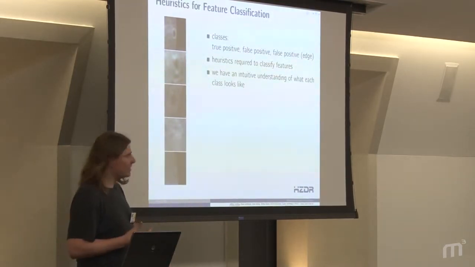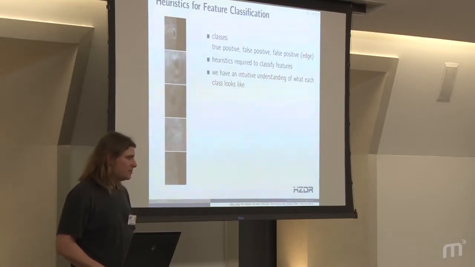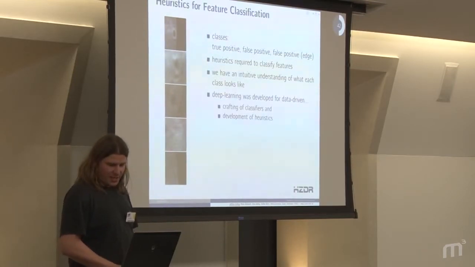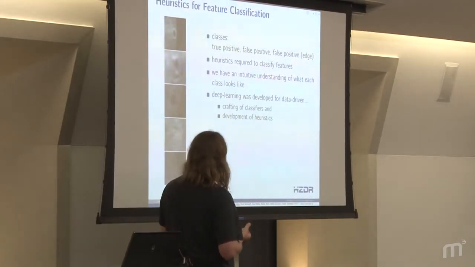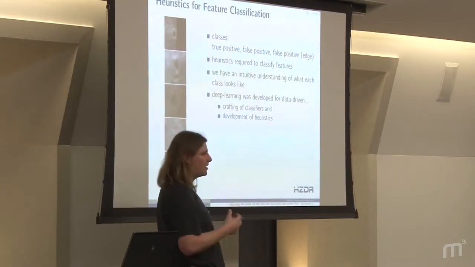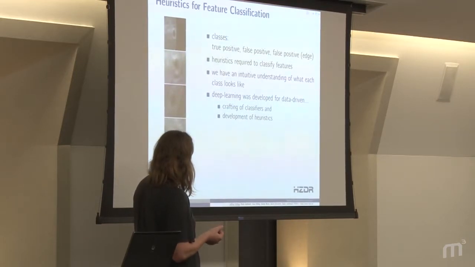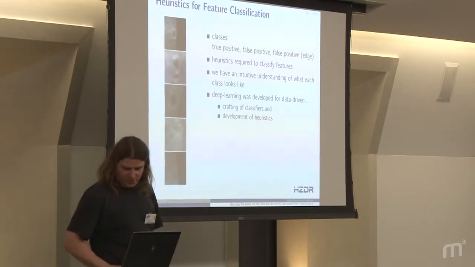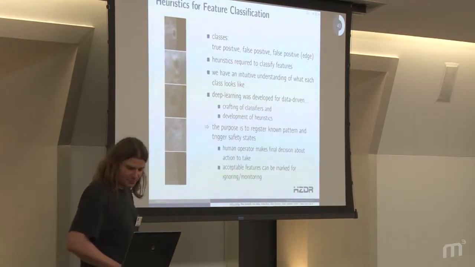And we have an intuitive understanding of what these look like. Basically, we want to transfer this intuitive understanding, which we use for labeling these images, to the computer, which is basically what data-driven deep learning is. And deep learning was really developed for crafting classifiers. You could handcraft them, or you could use the neural network to craft these classifiers for you based on data, or developing heuristics to recognize something or to decide something based on data.